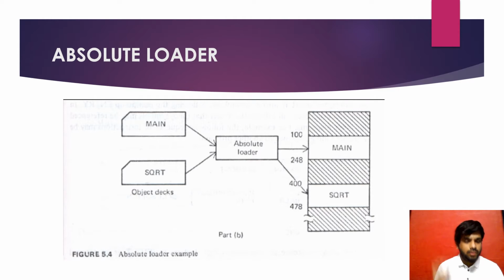Now we'll see the design of an absolute loader. In this diagram you can see the absolute loader. It contains main and SQRT. It is already specified by the programmer or assembler that main starts from 100 to 247. Till then we can specify memory locations. If it extends to 300, we need to change the address. Likewise SQRT is from 400 to 477, and till then we can specify the memory locations or the data.